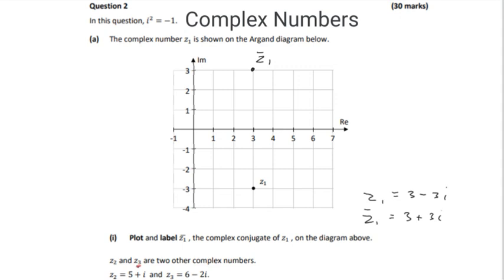Z2 and Z3 are two other complex numbers. We need to plot those in as well. So we can see Z2 is 5 plus i, out 5, up i, and just put in Z2 here. And Z3 is out 6, down 2. So label them with the underscript.